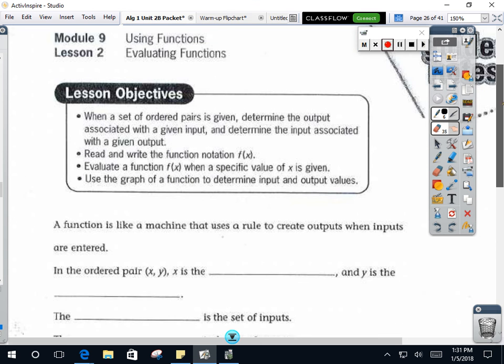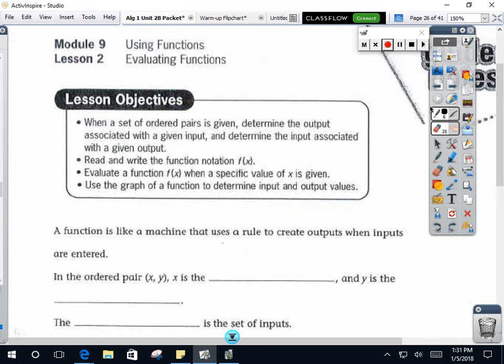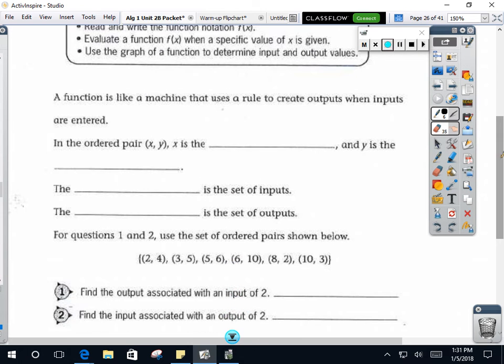Okay, today we're going to be talking about evaluating functions. Remember, evaluate is just a synonym for the word solve. Okay? A function is like a machine that uses a rule to create outputs when inputs are entered. Well, what do you already know about outputs and inputs?